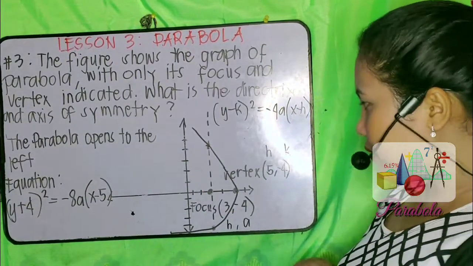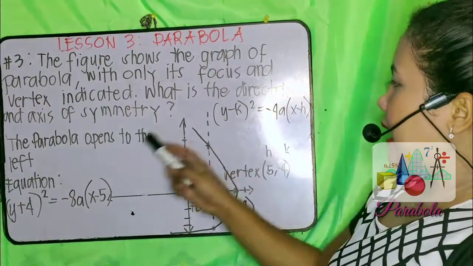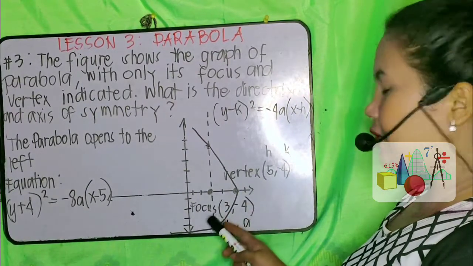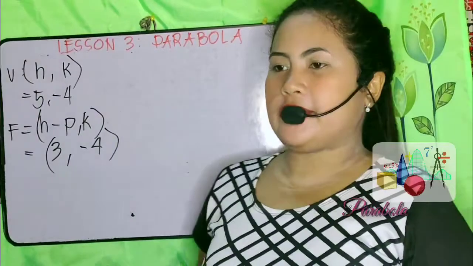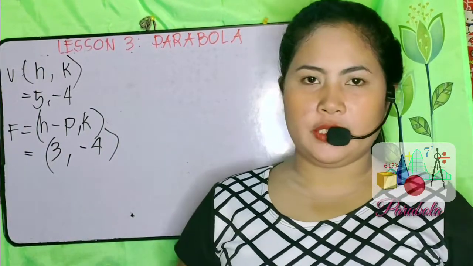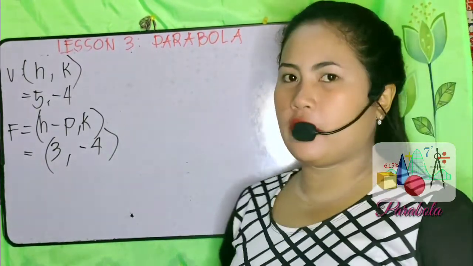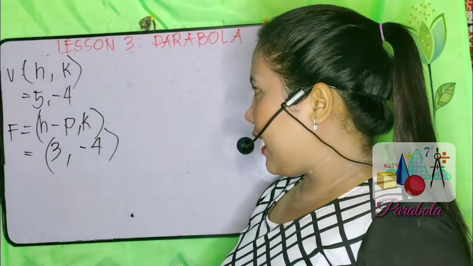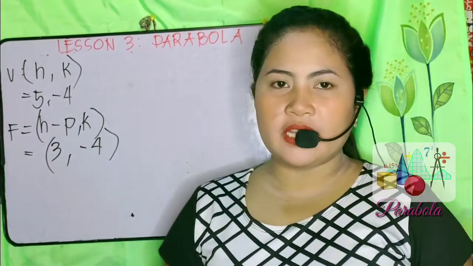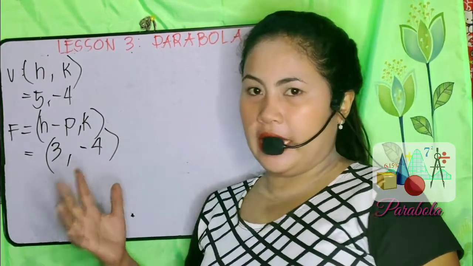Okay? So, now, hahanapin na natin is yung directrix and axis of symmetry using the given value for vertex and focus. Okay, so let's proceed or let's find the value for directrix and axis of symmetry. Like what I've said a while ago po, given na yung value for vertex which is 5, negative 4, and then yung focus which is 3, negative 4. Pero di ba bago natin makuha yung focus, dapat makuha muna natin is yung A or value ng A.